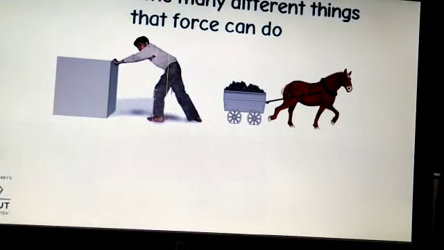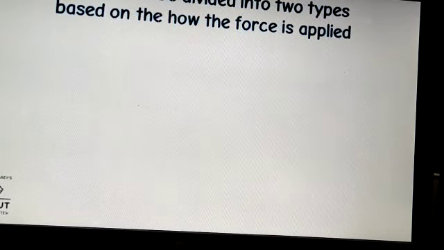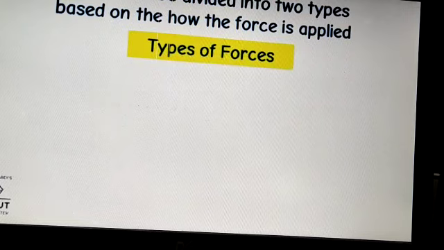So next topic is types of force. First you watch this video. Earlier we have read so many examples. So we'll study now the different kinds of forces. So it has been divided into two broad categories. First is contact force, second is non-contact force.